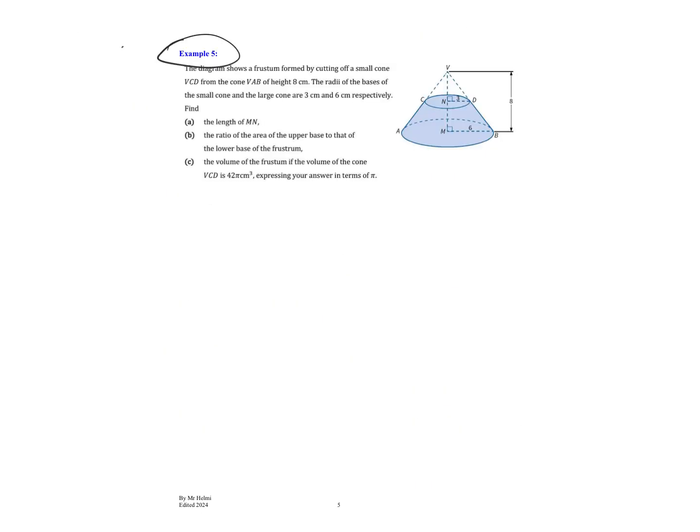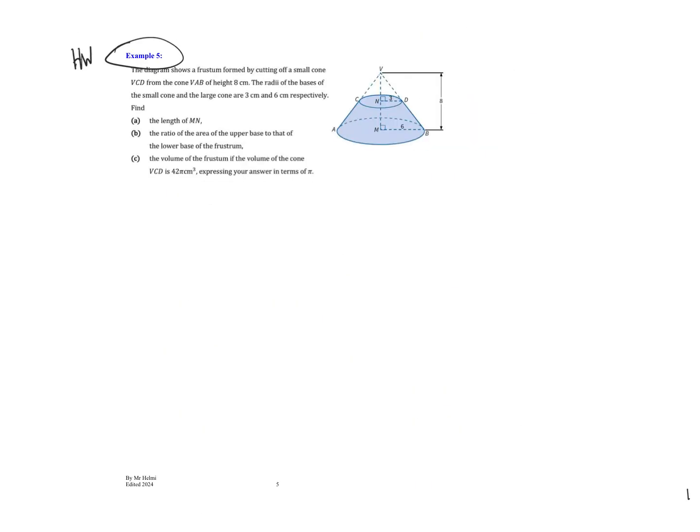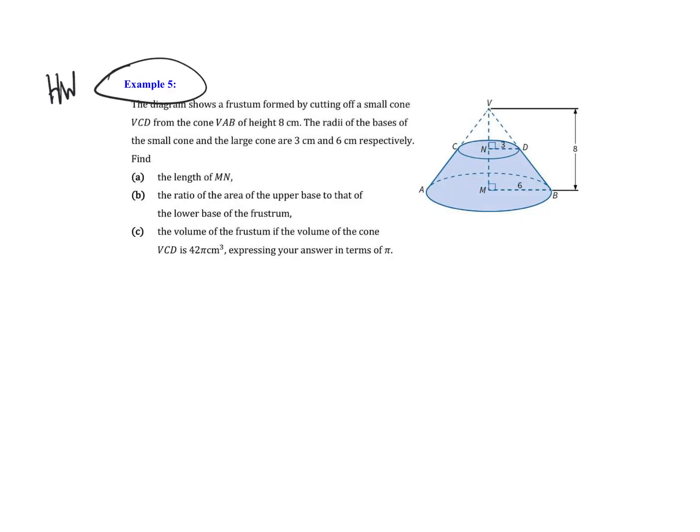This one. Okay, just one example that we were left with. Okay, so one look at it, you know it must relate to volume in one way or the other. So first thing they say, I have a cone. The height of the cone is 8 centimeters. The radii of the bases of the small to the big cone is 3:6. Find the length of MN.